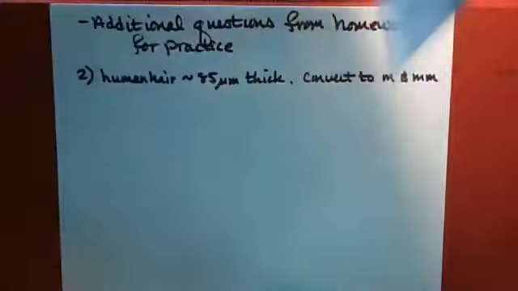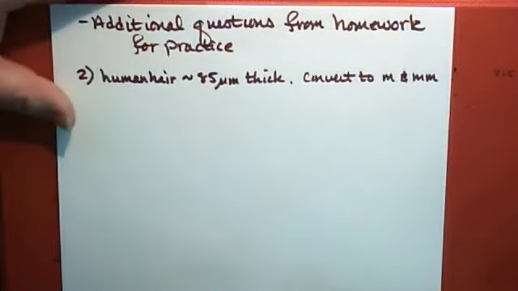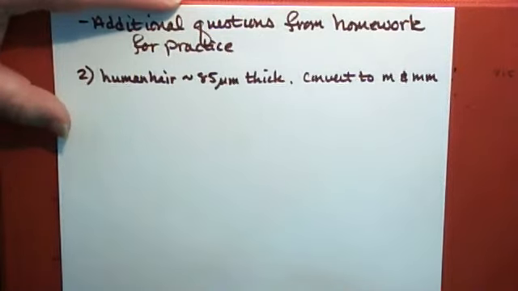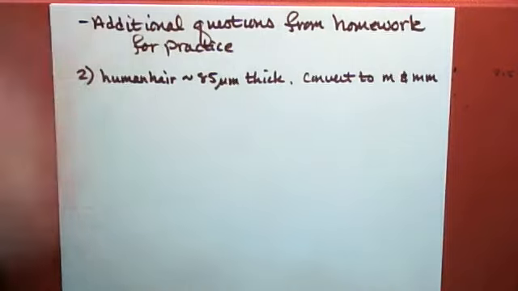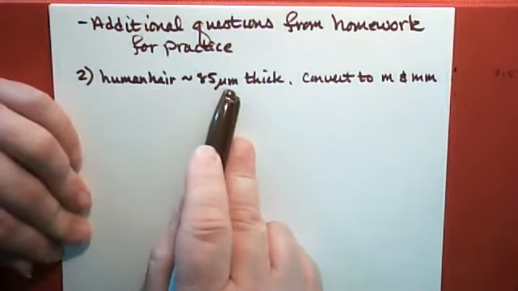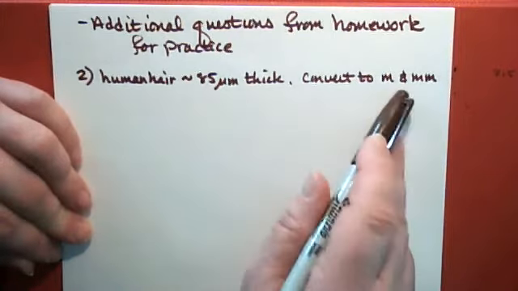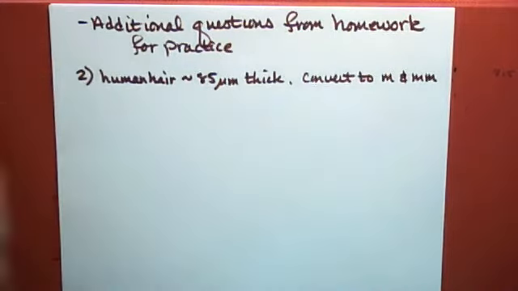And you don't actually have to see the sheet to do this because I'm going to write the questions as we come to them. There are several questions here that we can look at that could give us some practice in things like algebra and unit conversions and that kind of thing. Number 2 is one of them. It says a human hair has a thickness of about 85 microns or micrometers, however you want to say it. And they wanted you to convert that to meters and millimeters.